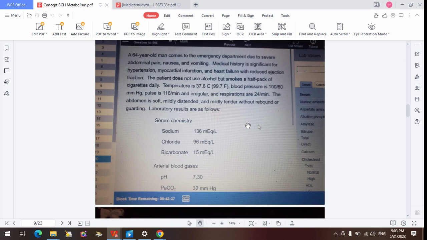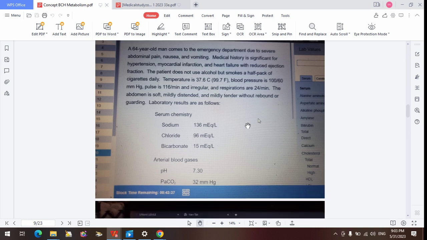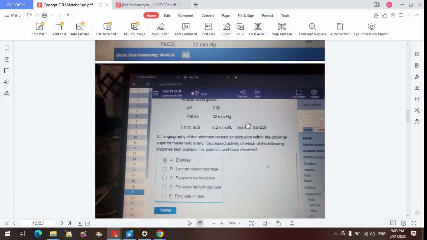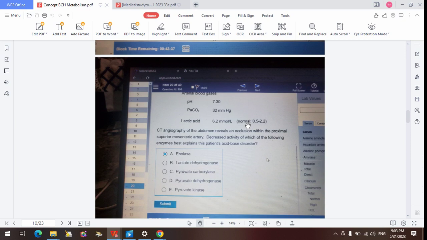Laboratory results are as follows: sodium of 136, chloride of 96 milliequivalents per liter, and bicarbonate is low. Arterial blood gas shows pH of 7.3, PaCO2 of 32, and lactic acid of 6.2, which is high. CT angiography of the abdomen reveals an occlusion within the proximal superior mesenteric artery. Decreased activity of which of the following enzymes best explains this patient's acid-base disorder?